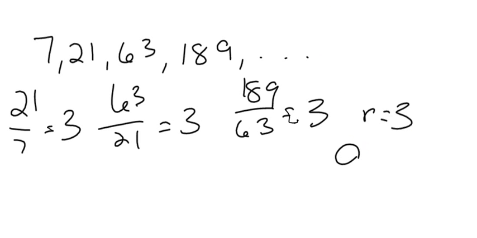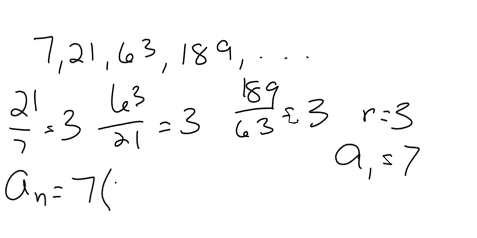Our initial value, a sub 1, is equal to 7. So our explicit function that defines this sequence is a sub n equals 7 times our common ratio, 3, to the n minus 1 power. Now I can use this function to come up with any term in this particular sequence.